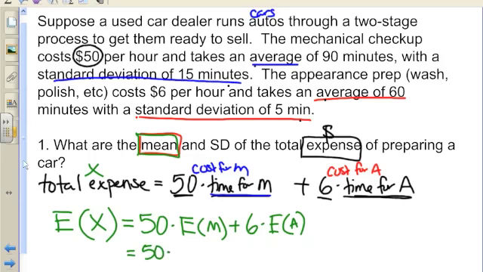Well, it said, on average, remember expected value is simply an average, it's going to take 90 minutes for the mechanical. Well, I have $50 per hour, so it would be nice if I changed this 90 minutes to 1.5 hours. Plus $6 times, well, what's the average amount of time for the appearance? 60 minutes, so that's 1 hour. And I just type those things in my calculator, and I get 81. Now remember, we're talking about an expense or a cost, so this is $81. So on average, it's going to take $81 to get a car ready to go.